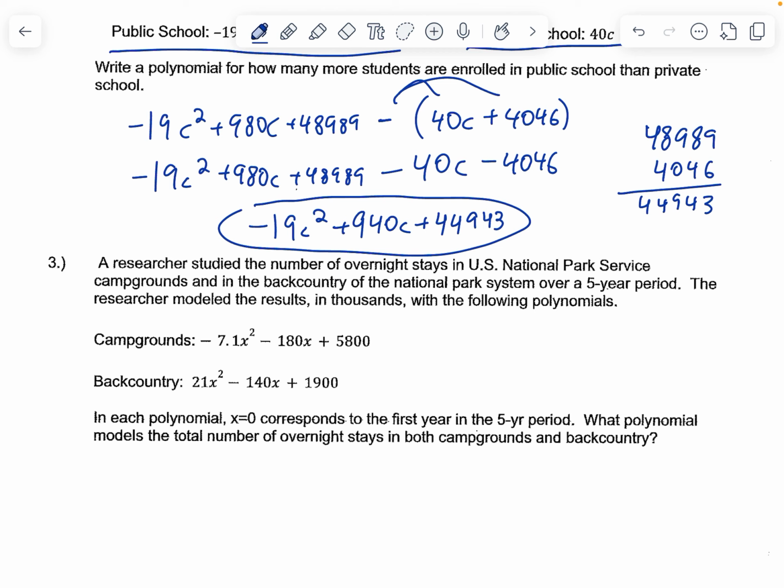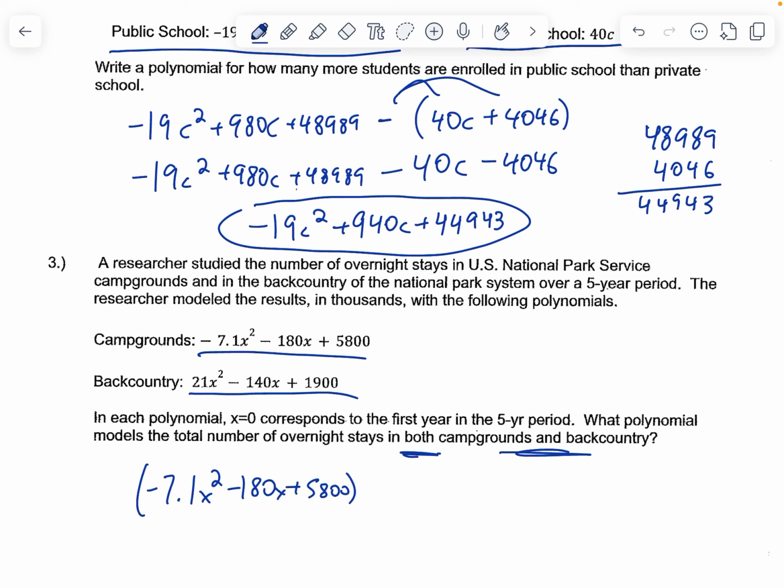Over a 5-year period, researchers modeled the results in thousands with the following polynomials. So campgrounds had this amount, and the backcountry had this amount. In each polynomial, x equals 0 corresponds to the first year in the 5-year period. What polynomial models the total number of overnight stays in both campgrounds and backcountry? When I see both campgrounds and backcountry, I'm thinking to myself, we're going to need to add these together. And as we said before, adding is really just combining like terms.